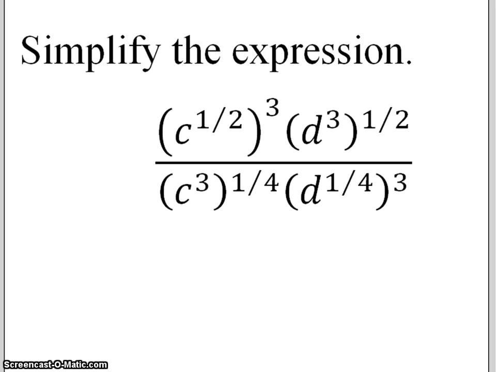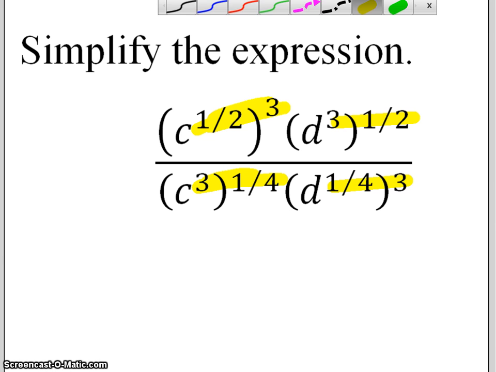Simplify the expression: c to the 1/2 raised to the 3rd times d cubed raised to the 1/2, all over c cubed raised to the 1/4 times d to the 1/4 cubed. Okay, first thing, apply the power of a power property, meaning we have to multiply. We're going to do this for every single one of these. So you want to get rid of those parentheses first. So we're going to be multiplying, and this is like over 1. So we're doing 1/2 times 3 over 1.